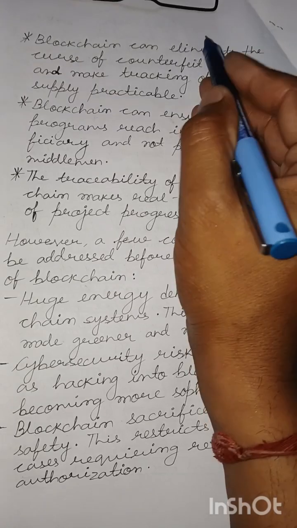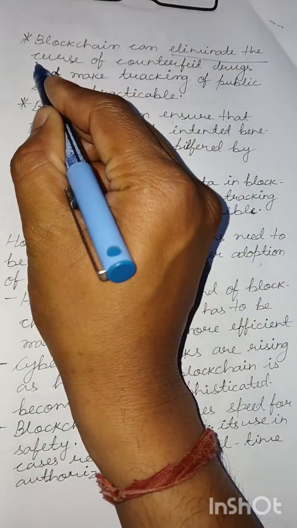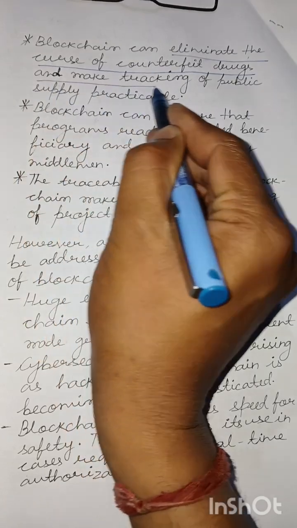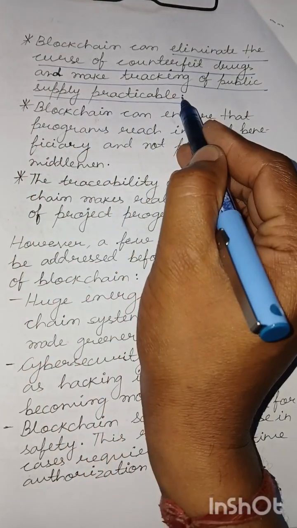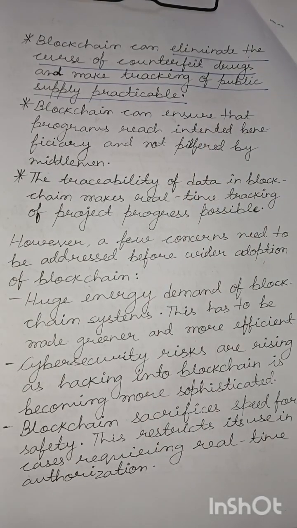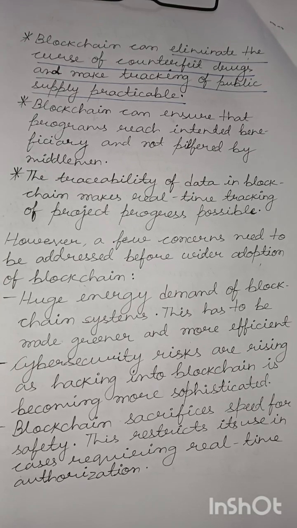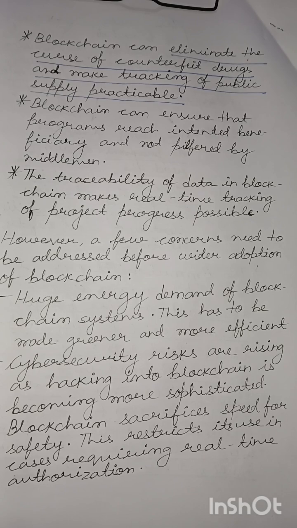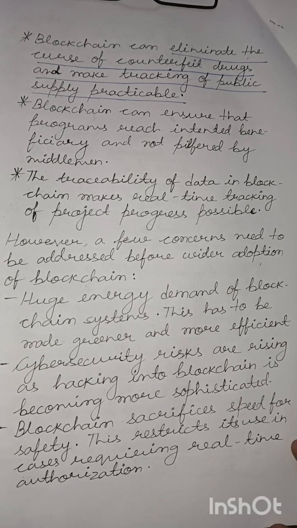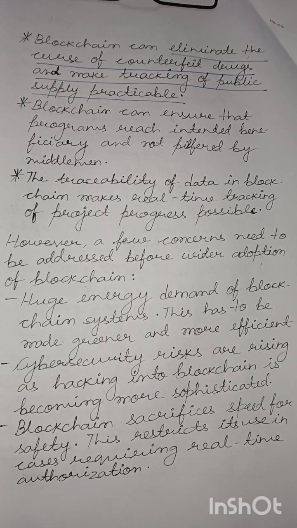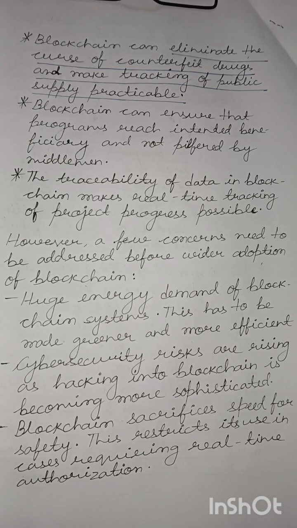Blockchain can eliminate the curse of counterfeit drugs and make tracking of public supply more practicable. It would be possible to track whether, for example, a drug sample is actually reaching a public hospital, and it's not being diverted to the private market. Let us repeat how blockchain makes it possible to stop counterfeiting of drugs. A drug has been sent to a public hospital. Through blockchain, we can track whether this particular sample of drug is reaching the public hospital and is not being diverted to the private market. Through blockchain, that would be possible.